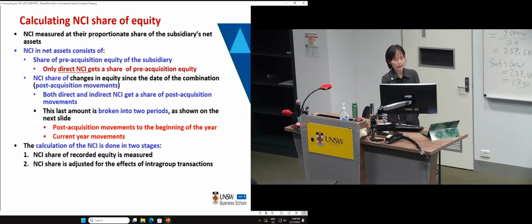All right, now let's look at the calculation of the NCI. Now we have only learned the acquisition date NCI, but what about subsequent years after acquisition day? So how to determine NCI? You can say NCI is measured at their proportion of the subsidiary's net assets, which in other words, NCI receive a share of both pre and post-acquisition equity of the subsidiary.